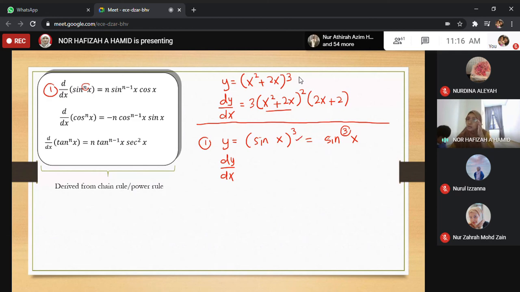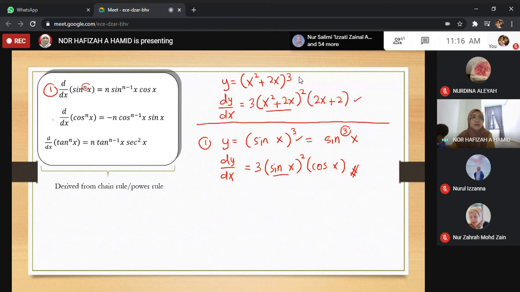Okay, so you nak differentiate, so 3 tu transfer kat depan, so 3 you have sin x, and 3 minus 1 you have 2, and differentiate sin is equal to cos, you have cos x. Okay, so you will get the answer. Okay, so kita pakai konsep yang sama je sebelum ni.